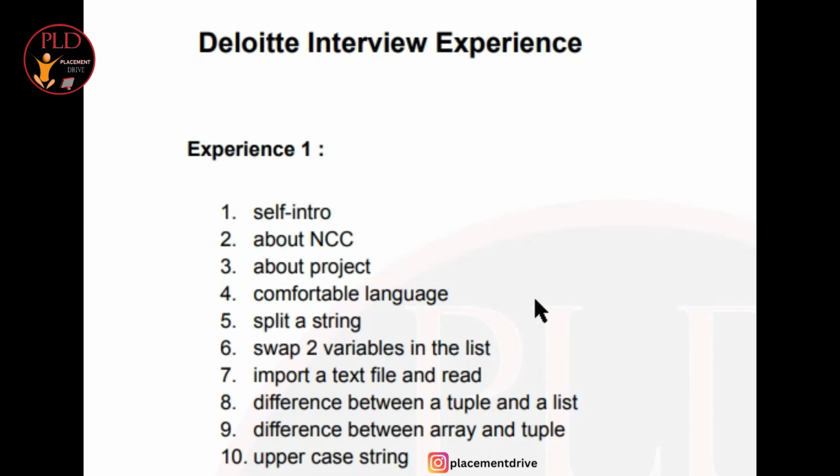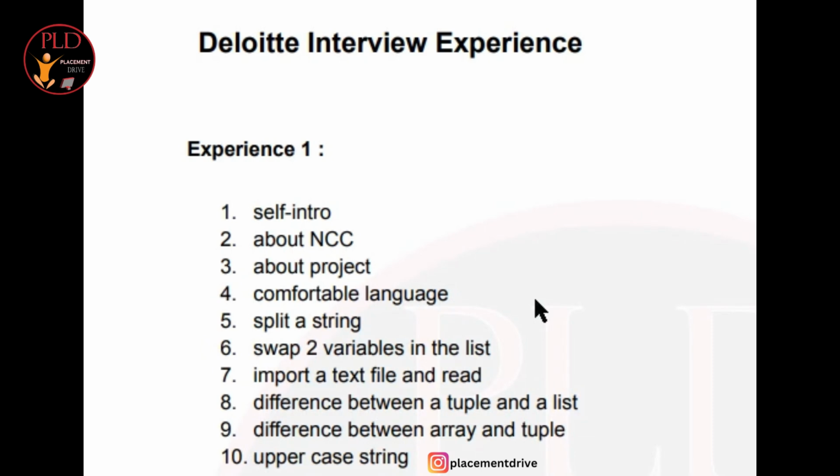And the fourth question is preferred language. Interviewer inquired about the candidate's preferred programming language, possibly to assess their proficiency and comfort level. The fifth question is three tasks were given to the candidate, and the first task is string manipulation. The candidate was given a task related to string manipulation, which might have involved tasks such as splitting a string or converting it to uppercase.